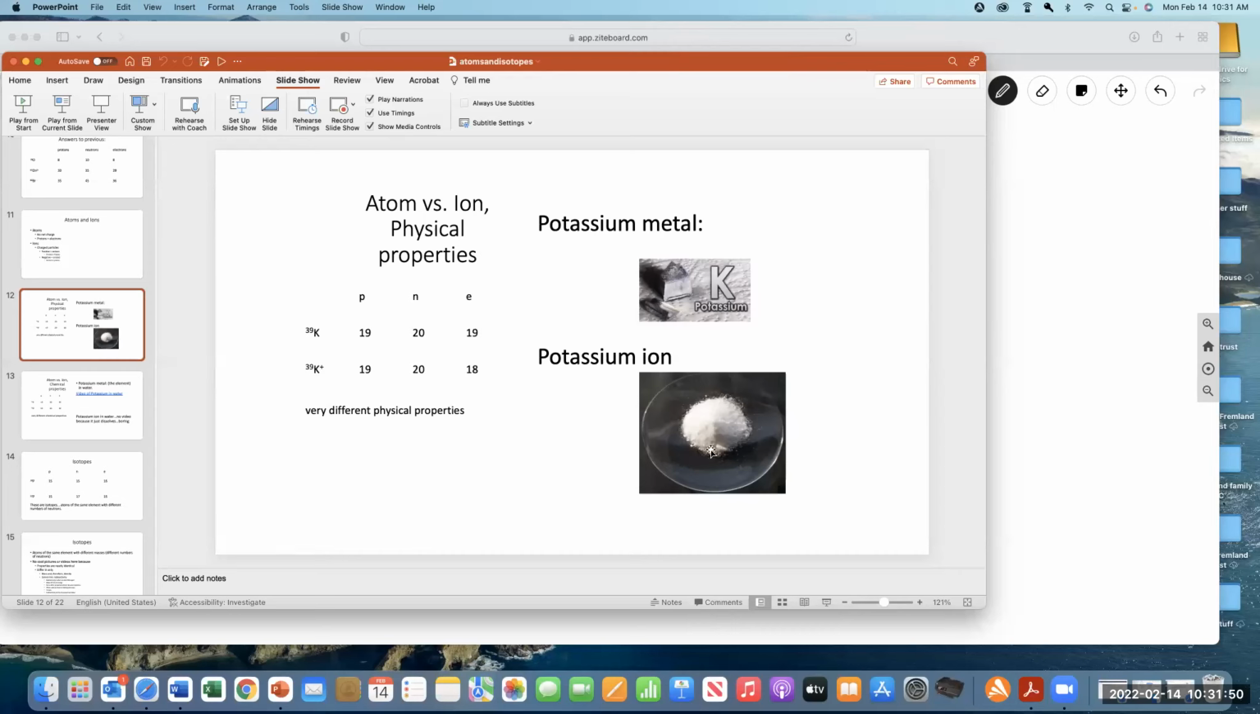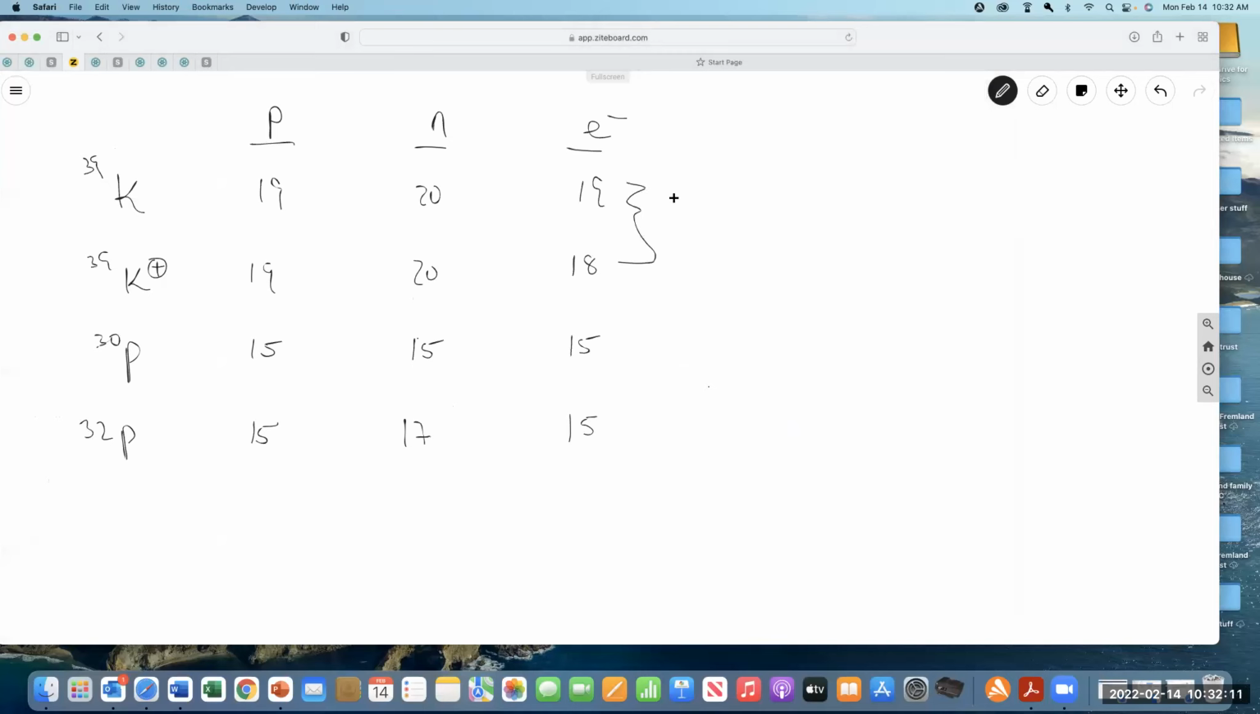The ion, though, look at this. Potassium ion is a white powder. So do you agree the element and an ion from the element have very, very different physical properties? Yes. They look very different, right? And I showed you the chemical properties. So this is an atom, and an ion from that atom. So atom versus ion, very different. We saw physical properties and chemical properties.